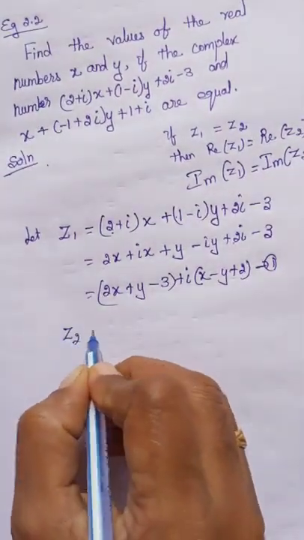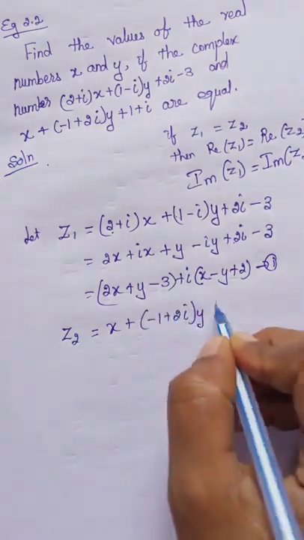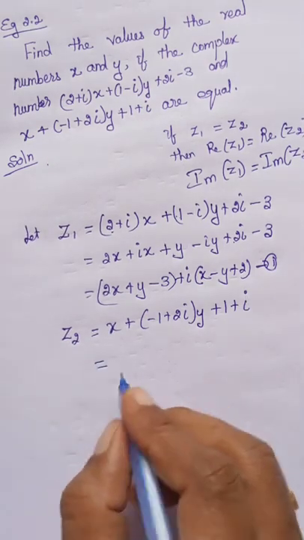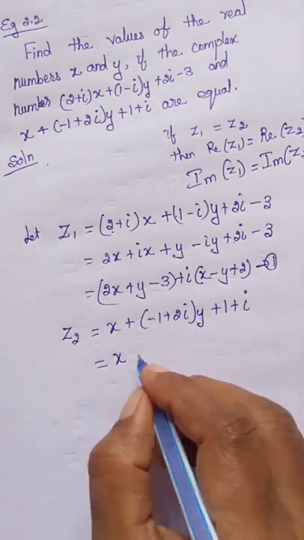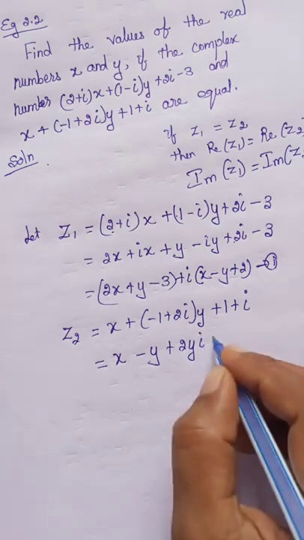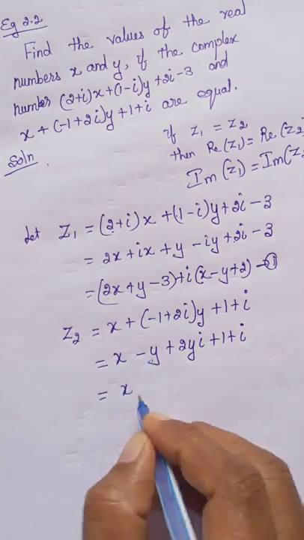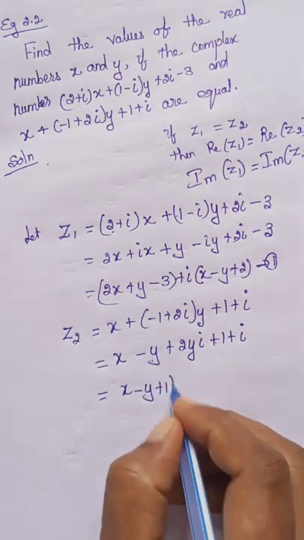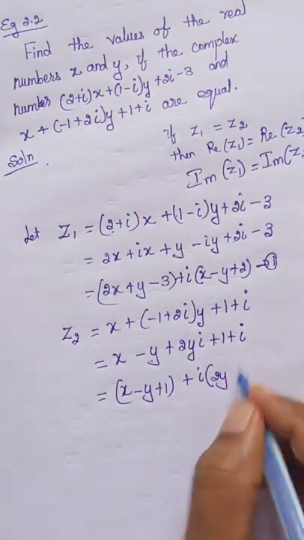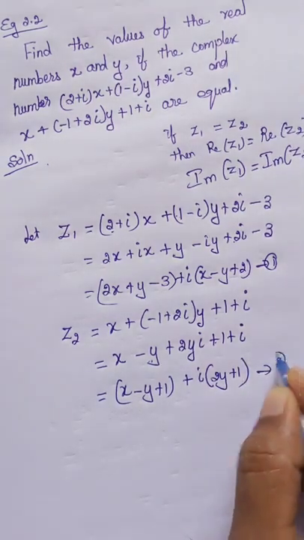Then z2 is equal to (x + (-1 + 2i))y + (1 + i). This also we will separate into real and imaginary parts. x - y + 2y into i + 1 + i. Now the real part is x - y + 1, plus i into 2y + 1. Here, for i there is no coefficient, which means it is understood to be 1. This is equation number 2.